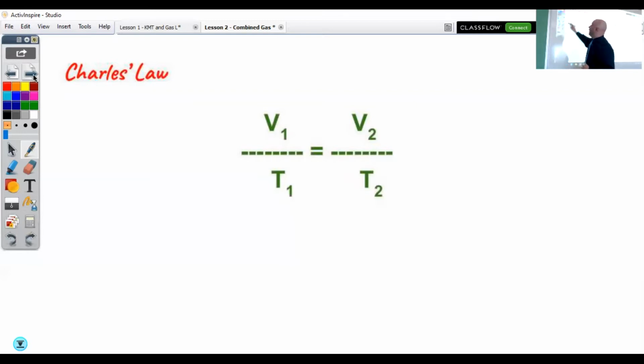Charles's law and, as you recall, Gay-Lussac's law are both direct relationships, meaning as we increase temperature, either volume, if we're talking about Charles, or pressure, if we're talking about Gay-Lussac's, both of those also increase. Now, combining all of those together, we get what is called the combined gas law.